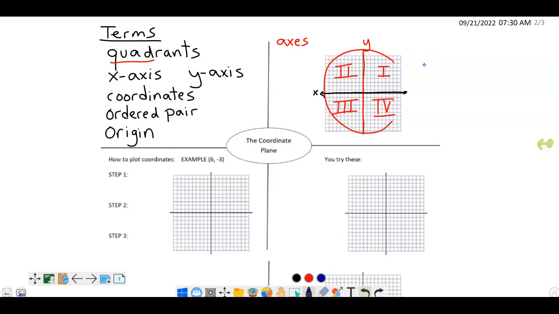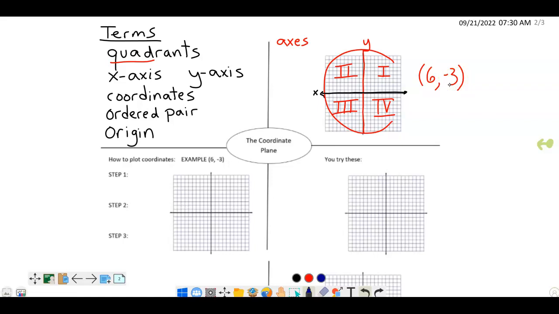Let's take a look at ordered pairs. An ordered pair is just 2 numbers. We put them in parentheses. Don't forget parentheses. Always put parentheses around an ordered pair. And then we put the x coordinate first. In other words, where is the point along the x number line? I'm just going to use 6 as an example. So 6, the first number is the x coordinate, and the second number is the y coordinate.